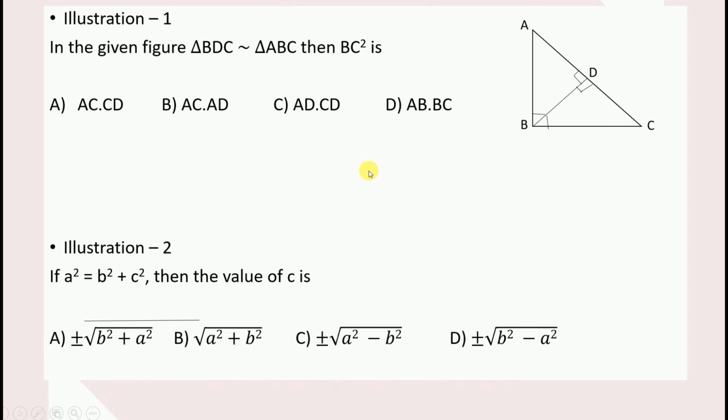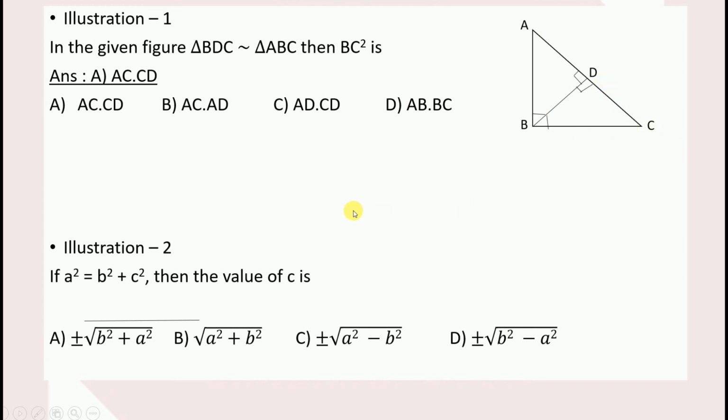If these two triangles are similar, then according to BPT, we can divide the corresponding sides and then cross multiply. After all of that, we get BC square is equal to AC into CD, and that is present in option A. So option A is our right answer. BC square is equal to AC into CD.